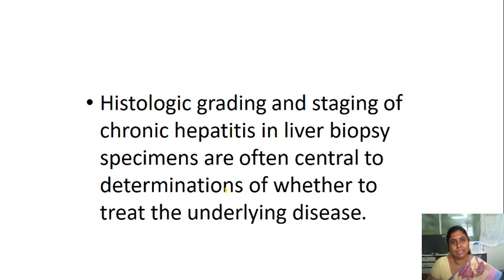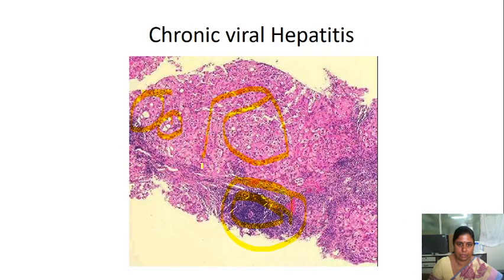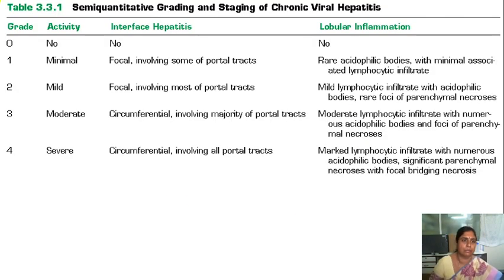So to understand what is the grade and the stage, whenever you are having necrosis along with your portal inflammation, you grade that necrosis and you call it a chronic active hepatitis. Whenever there is only portal inflammation with fibrosis, you call it a chronic hepatitis with fibrosis, right? So that is the histologic grading and staging. Histologic grading and staging is central to the determination whether you have to treat these cases with interferons or not.